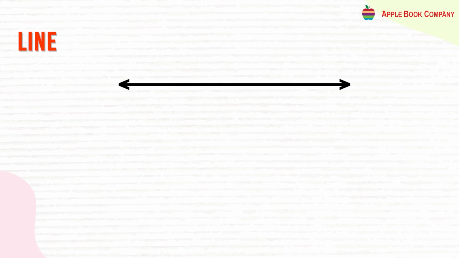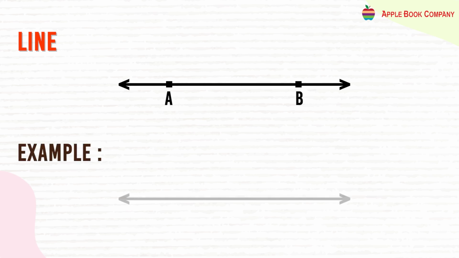Line. A set of points that extend endlessly in both directions is called a line. It has no definite length. It can be understood by holding a string of thread tightly between two hands. It represents a line. Example: this is line PQ, where P and Q represent any 2 points on the line.